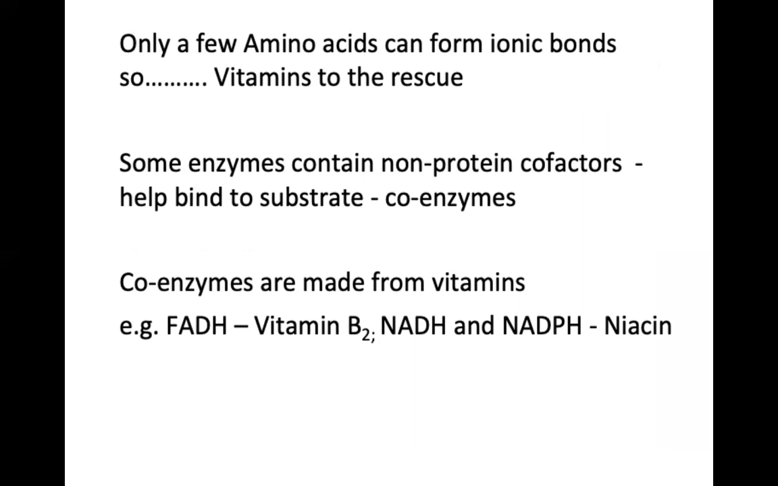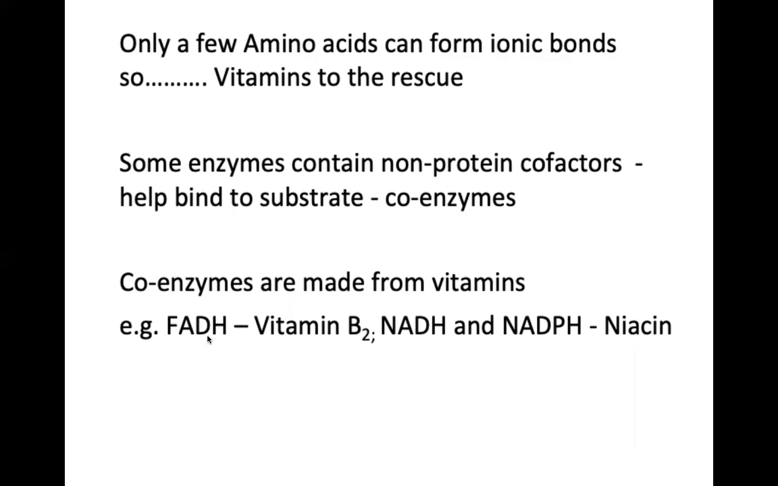So vitamins to the rescue. Many enzymes contain non-protein cofactors. They help bind to the substrate, and they're called coenzymes. Coenzymes are made from vitamins. That's why vitamins are essential in our diet, because they help produce these coenzymes, which are essential to the function of so many of our enzymes. Without them, our enzymes cannot function.